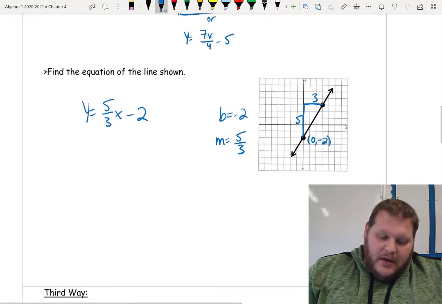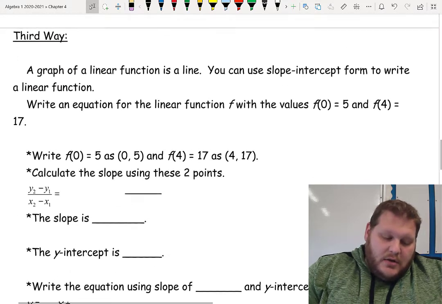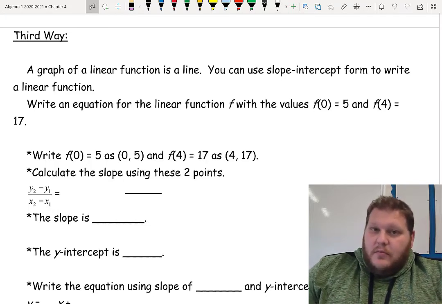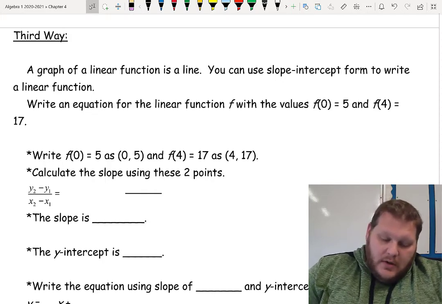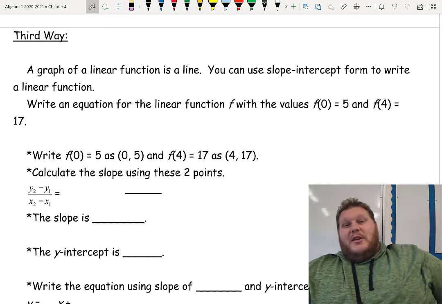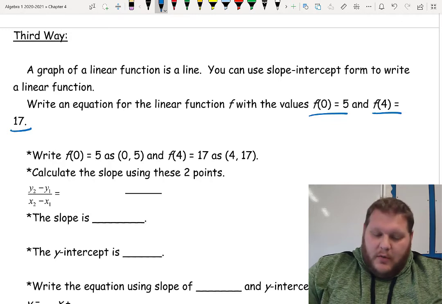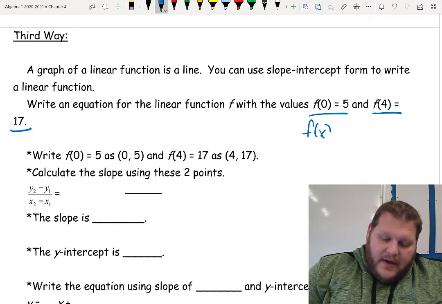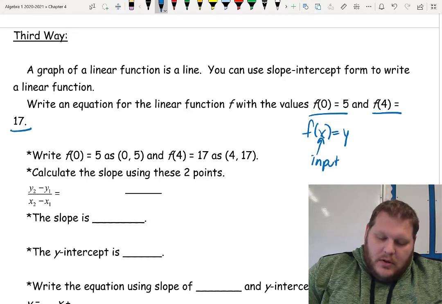There is a third way, a third thing that we'll see. And this one is going back to function notation, so making sure that we understand that a line is really just a function, right? A linear function is a line. So we can use slope-intercept form to write the equation of that function. The way the information can be presented to us can be a little bit different because I'm given information in function form, which, remember, function notation, this was f of x equals y, right? My input and my output are found in function notation.